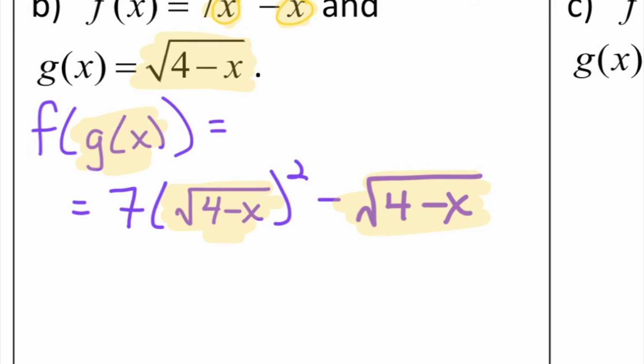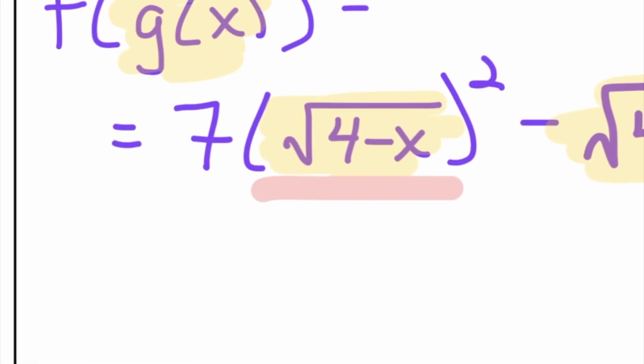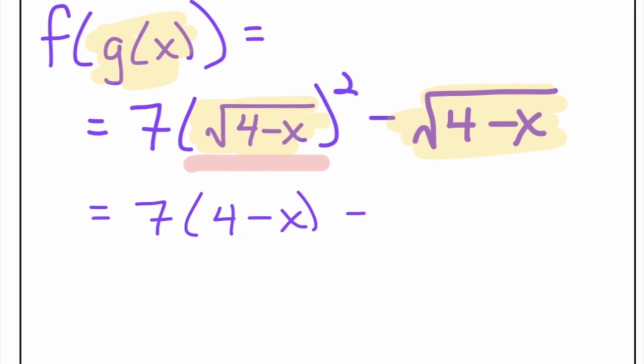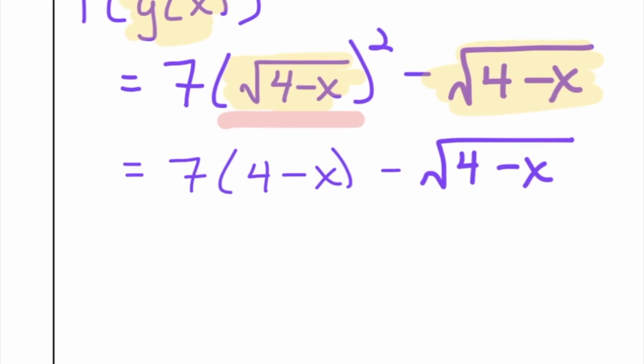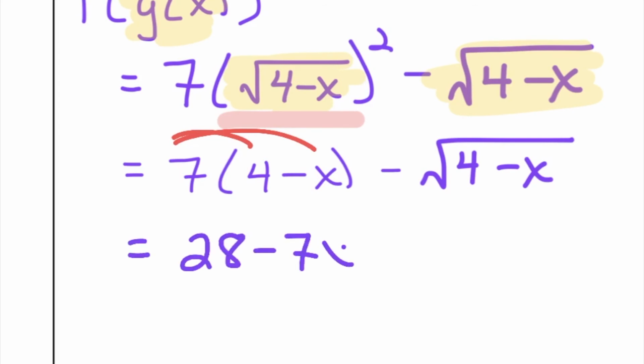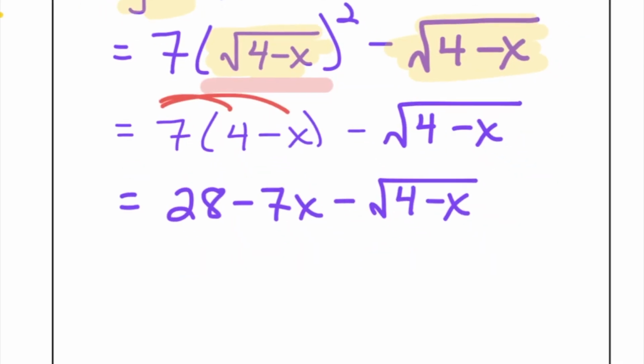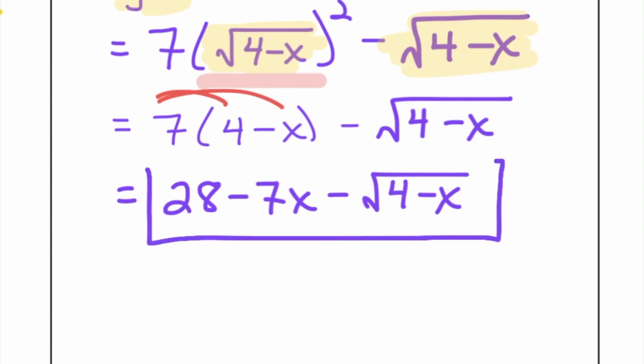Now remember that a square root squared is just what's inside the square root. So that whole thing ends up giving you 7 times 4 minus x. But you can't simplify this radical over here. And so I'm going to distribute the 7. So now I have 28 minus 7x minus radical 4 minus x. That can't be simplified any farther.